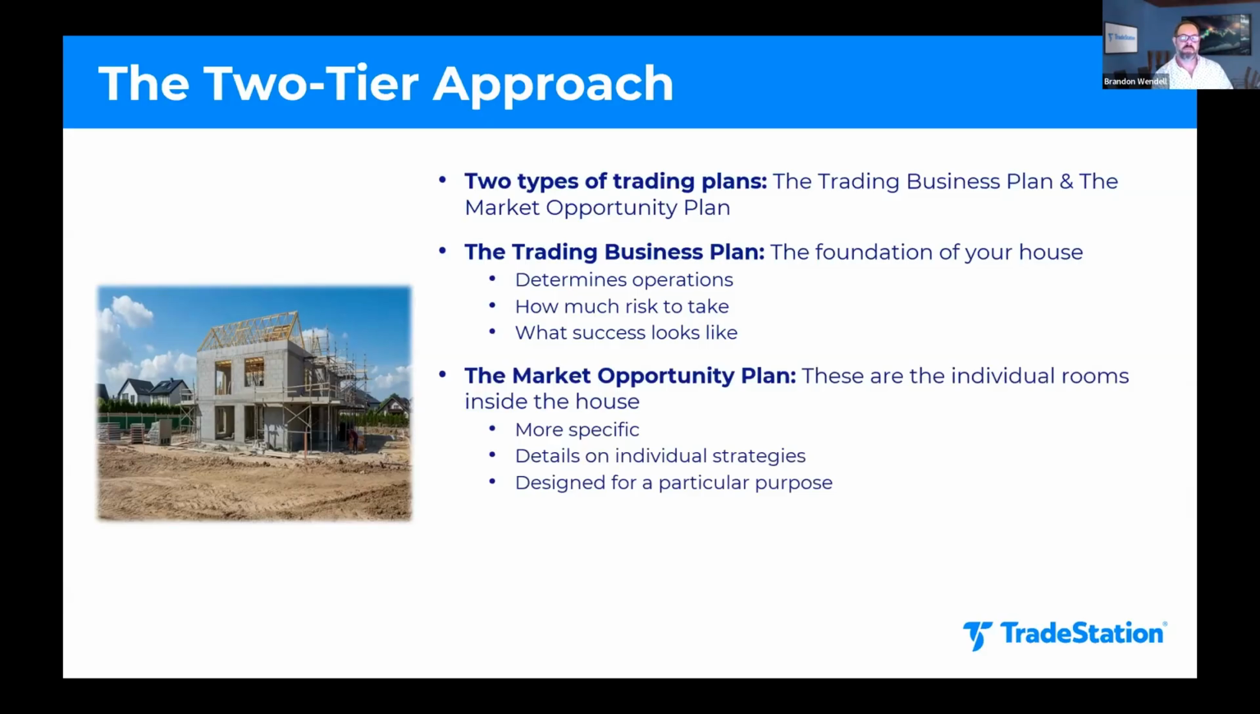The market opportunity plans are the individual rooms, which are more specific. They're going to be going over individual strategies like straddles or iron condors. It's a particular purpose that you're trying to employ to profit from what's going on in the market. And again, if we follow plans and have everything structured a bit more, we're going to potentially have better results. Again, I can't say we're going to have more success because there's no guarantees.